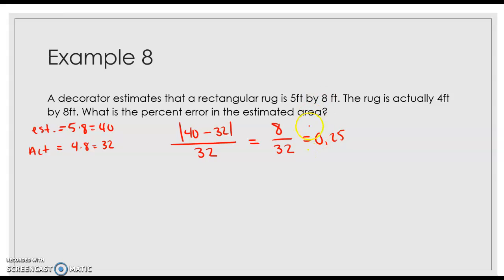There is no approximately here because that is a terminating decimal, meaning that it ended. And then when I write that, so this is our, not percent error, this is our relative error is 0.25, but then our percent error would be 25%. So there was an error in our area by 25%.